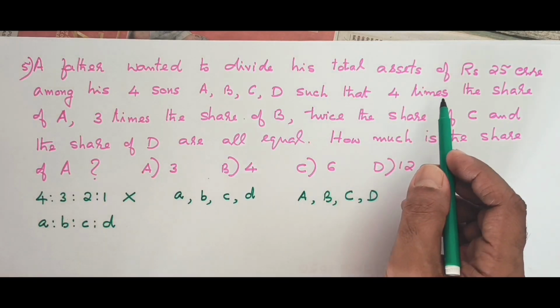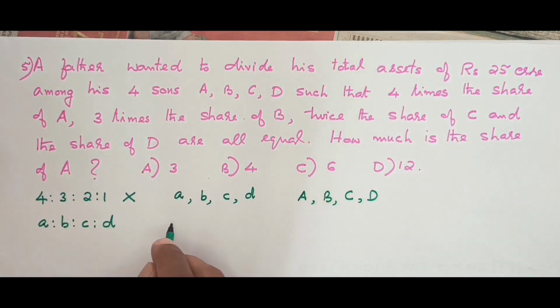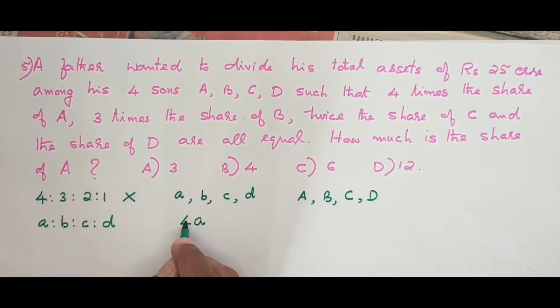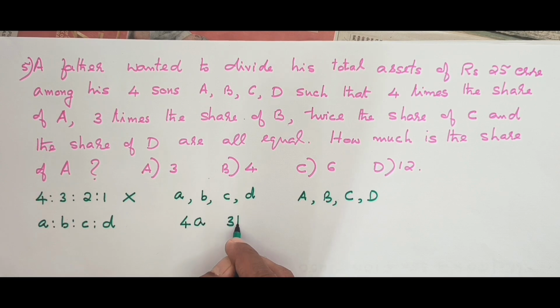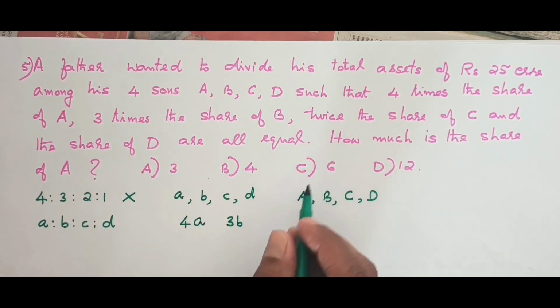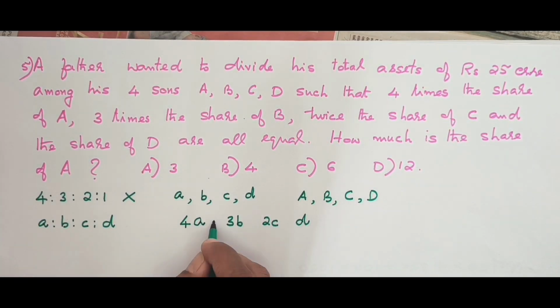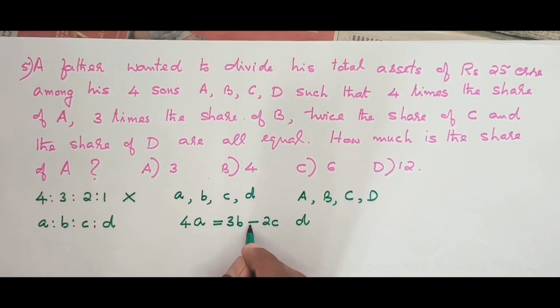What does it say? 4 times the share of A. A is assumed to be the share of A. So 4 times means 4A. 3 times B, that is 3 multiplied by B. Then twice the share of C means 2C. Then the last one, D. They are all given to be equal. So put equal sign. And when you work out the ratio, you will never get this one.